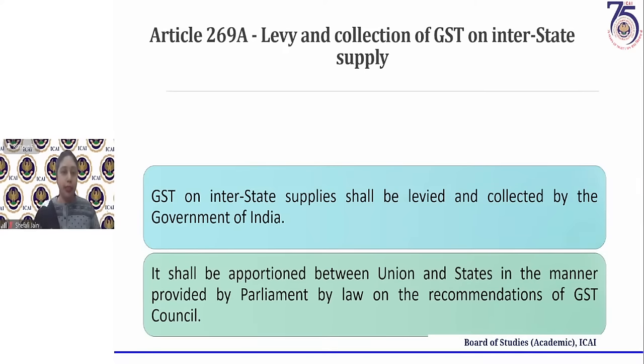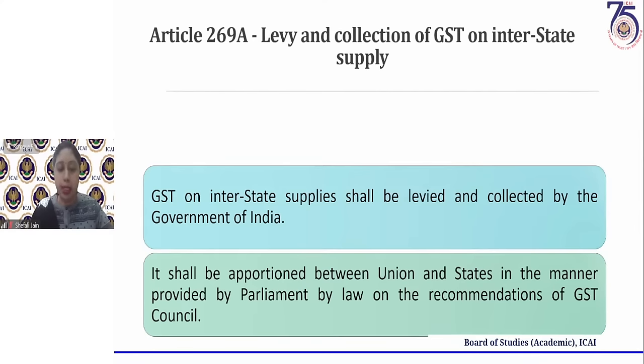Now, IGST, I already told you, shall be levied by the center, or levied by the government of India. But how it will be apportioned, which one of the students has just asked also, that it is okay, it is collected by center. But how it will be apportioned between states and center? Why? Because IGST is a combination of CGST and SGST. Center and state tax ka combination hai IGST. So it has to be apportioned between state and center.